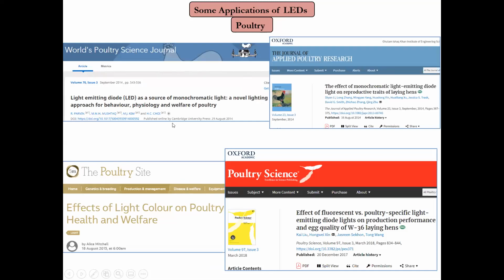Again, in poultry farming, different kinds of lighting have been reported and shown to have different reproductive traits on, for example, chickens, and you can see the titles of these interesting studies. How novel lighting can change the behavior, physiology, and welfare of the poultry, and some very specific articles are shown.